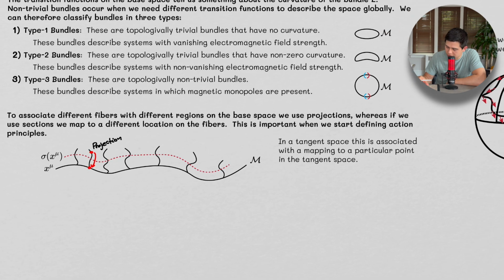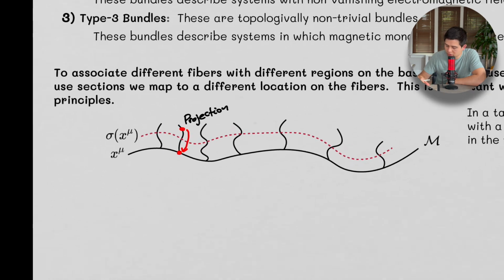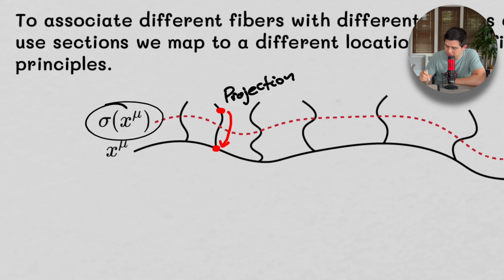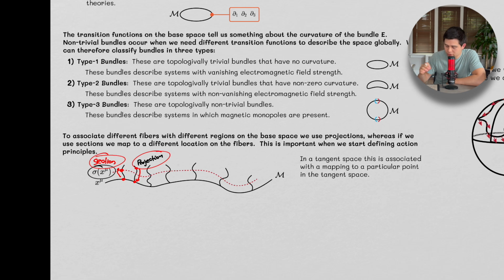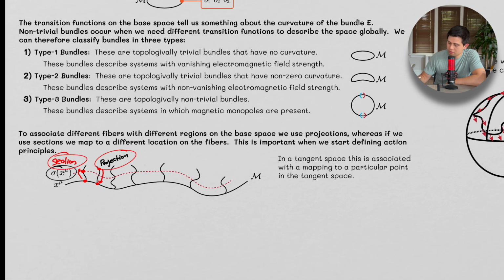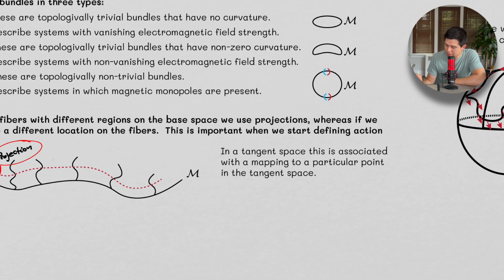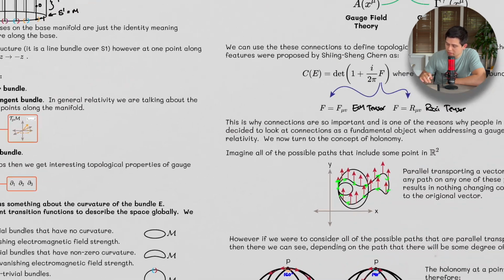This is important when we start defining action principles, right? So this here is the section, right? So it's going to take us from some place on x mu, which is the curve, to some place up here. So this is the section. So we have projections and sections, and we just want to keep this in the forefront of our mind too. We'll come back to these topics later as well. In a tangent space, this is associated with mapping to a particular point on the tangent space. Okay. All right, so that is fiber bundles.